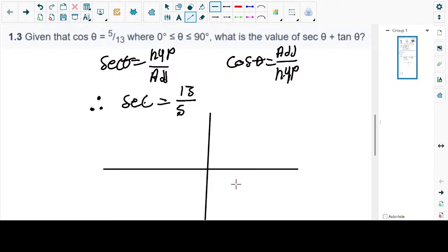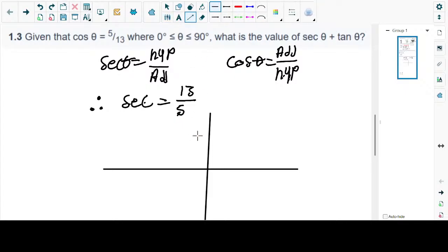Now you go to your Cartesian plane and ask yourself: where is cos going to be positive? Then you tick those places. On the first quadrant, you tick it. Then the other one? Fourth quadrant. So we expect to work either in the first quadrant or the fourth quadrant. Now we're not done. They also gave us something here. They said theta.